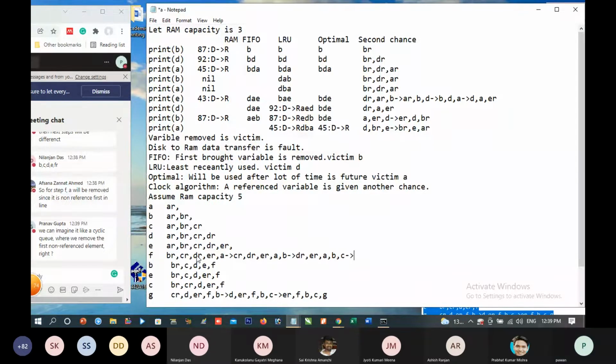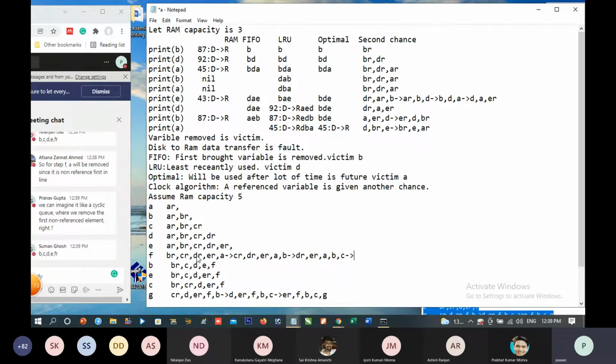Correct. You are correct. It is like a cyclic queue when the first non-referenced variable is removed and those variables which were in the beginning are put at the end. So those variables which are referenced will not always remain referenced. Is it correct? The first non-referenced variable is removed, and those variables which were higher in the queue have their reference removed and are put at the back of the queue. That is correct. Okay.